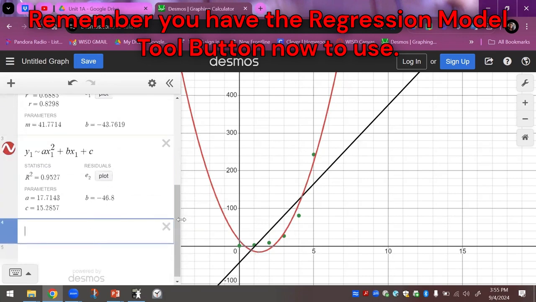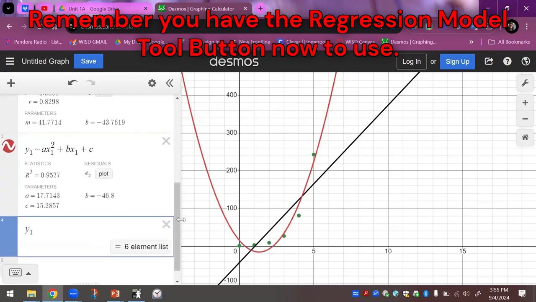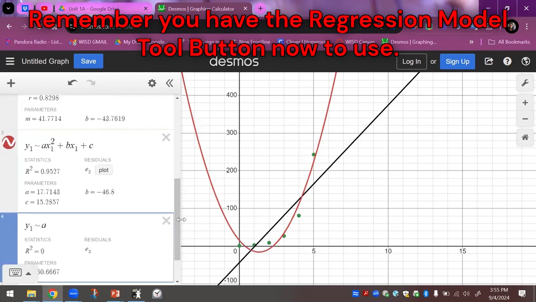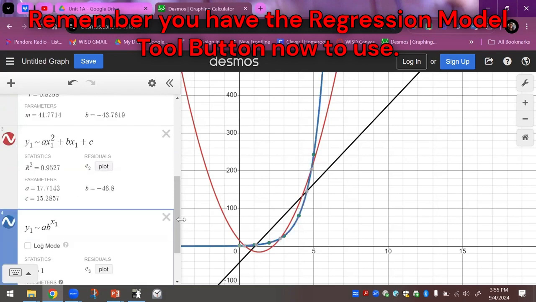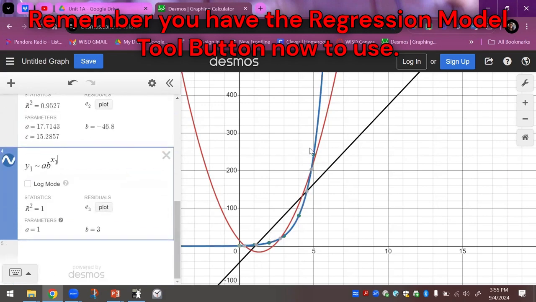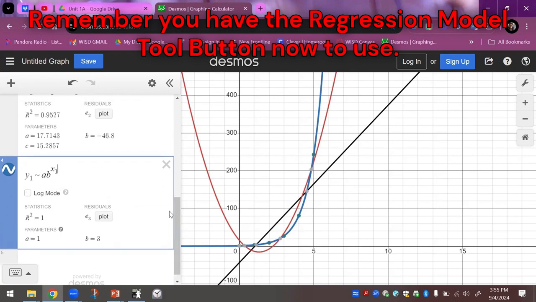Okay, now we're going to do our exponential. y1 tilde ab shift 6 x1. Oh my gosh, graphically I can see it. And what is my r squared? 1. So what does that tell me about the exponential model? It's perfect. 1 is perfect. And that's how you do it in Desmos. You thought I was joking when I said it would go really fast, didn't you? Nope, it was that easy.